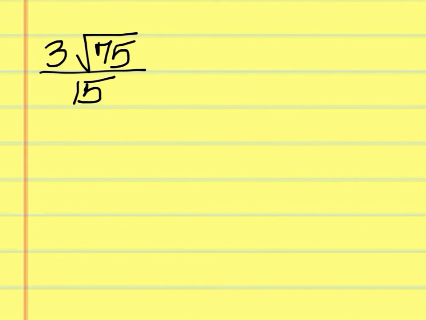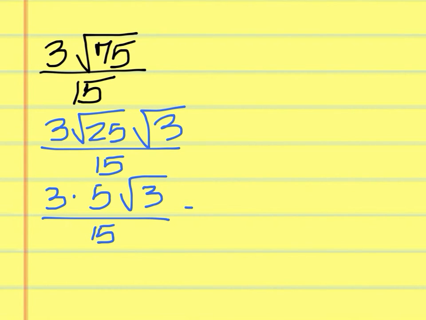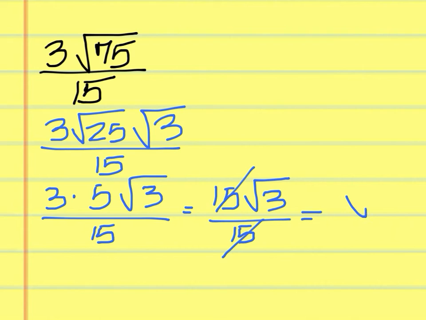The highest perfect square that comes out of 75 is 25. 25 times 3 is 75. The square root of 25 is 5. And then when you multiply together, you get 15 square root of 3 over 15. These cancel out, so the answer is just square root of 3.